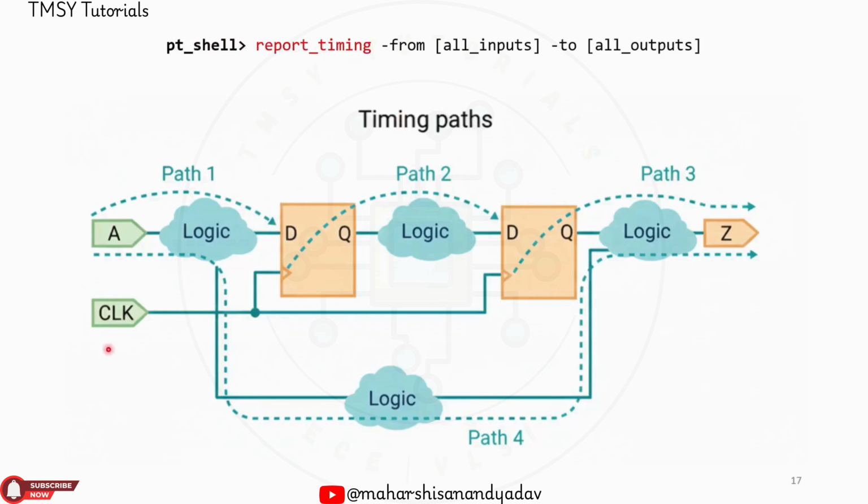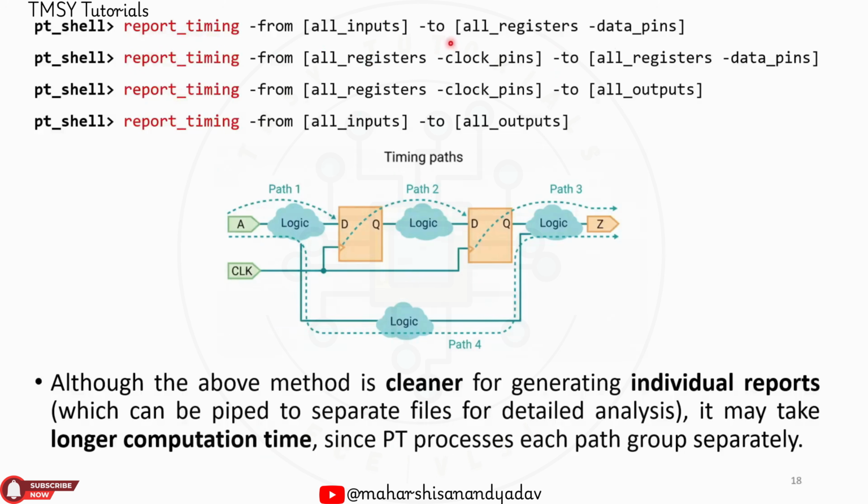Now coming to path number 4. So report_timing from all inputs to all outputs. This is the starting point, this is the ending point. So A is the starting point, Z is the ending point. That's why report_timing -from all inputs to all outputs. So this is the command that we need to use for path number 4. So this is the final summary for path 1, path 2, path 3, and path number 4.